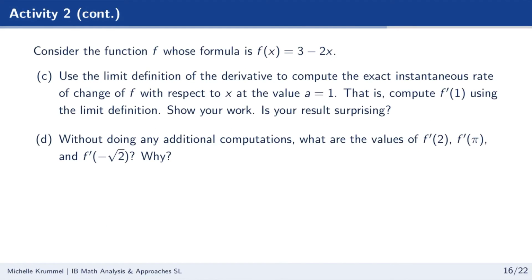Use the limit definition of the derivative to compute the exact instantaneous rate of change of f with respect to x at the value a equals 1. So we should also be getting negative 2 because we know the slope of our curve is negative 2 for any point on the curve. We could work it out the long way, right? We could find the limit as h approaches 0 of f of 1 plus h minus f of 1 over h, and go through all of the steps.